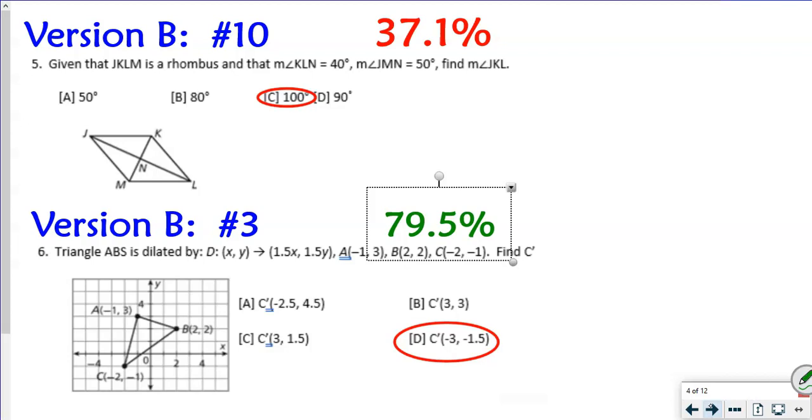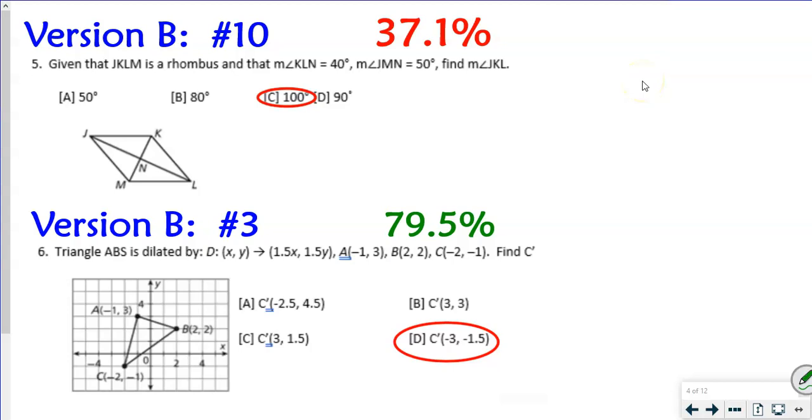All right, number 5, and then on version B it's number 10, and 6 on version A, and for version B it's number 3, okay? So we go again. And this is a question that we got 37.1% on, okay? I was very disappointed in this, as were all the other teachers.